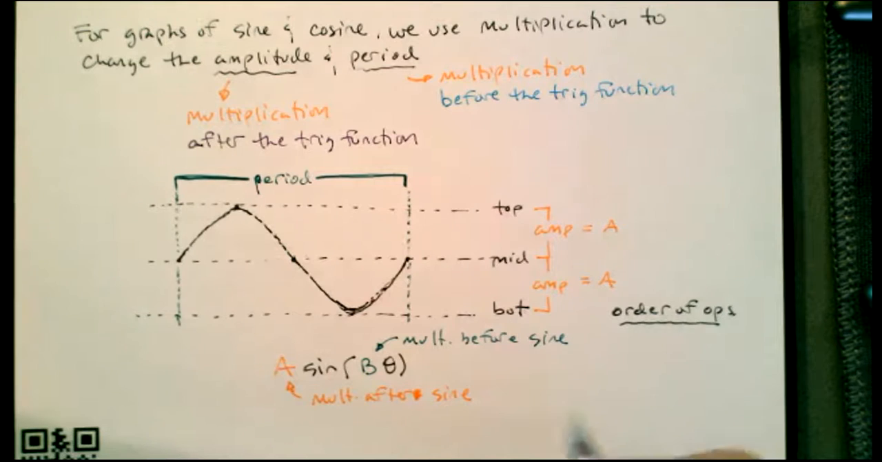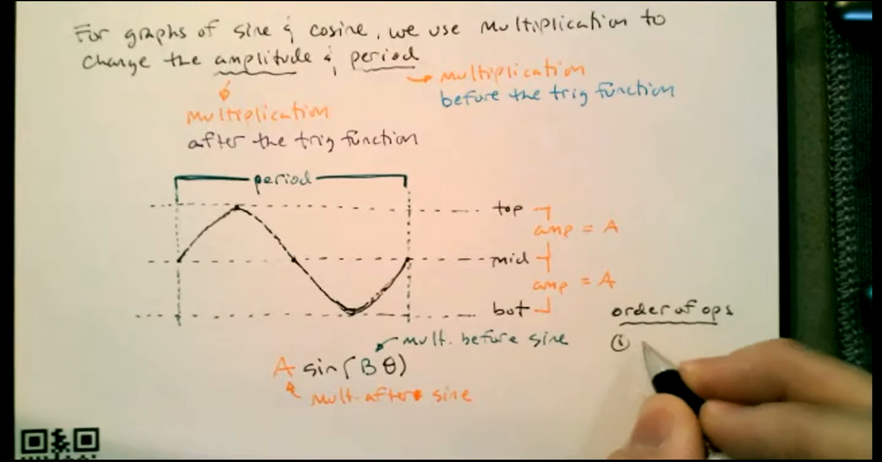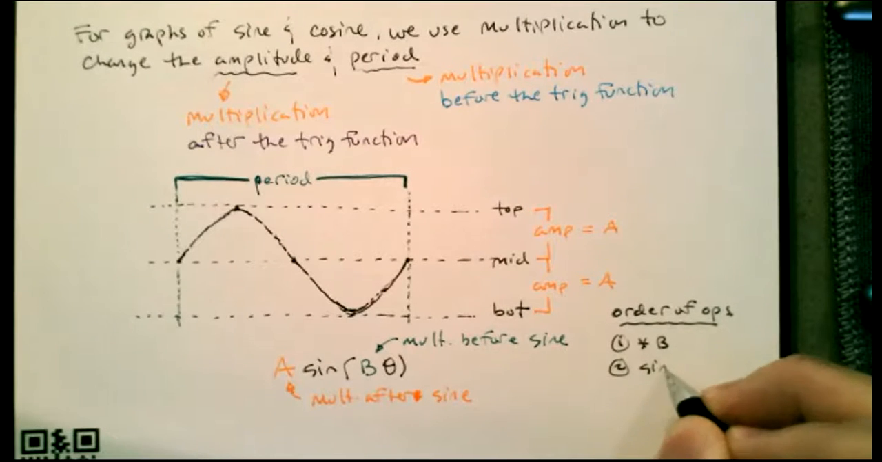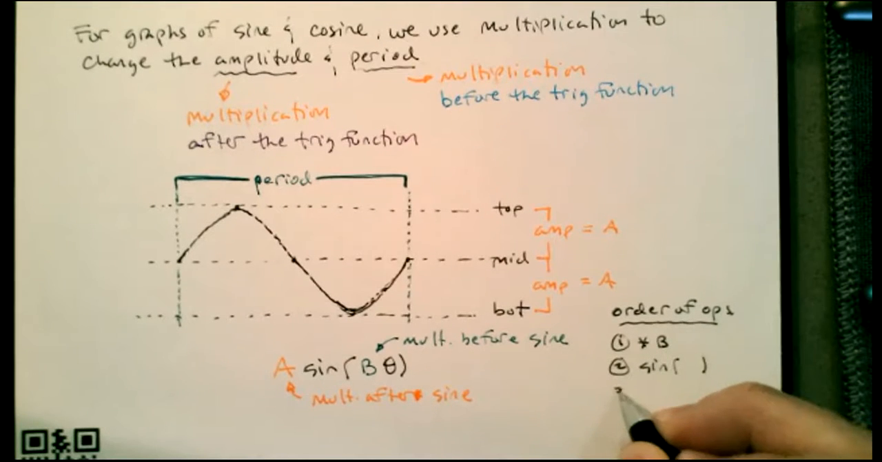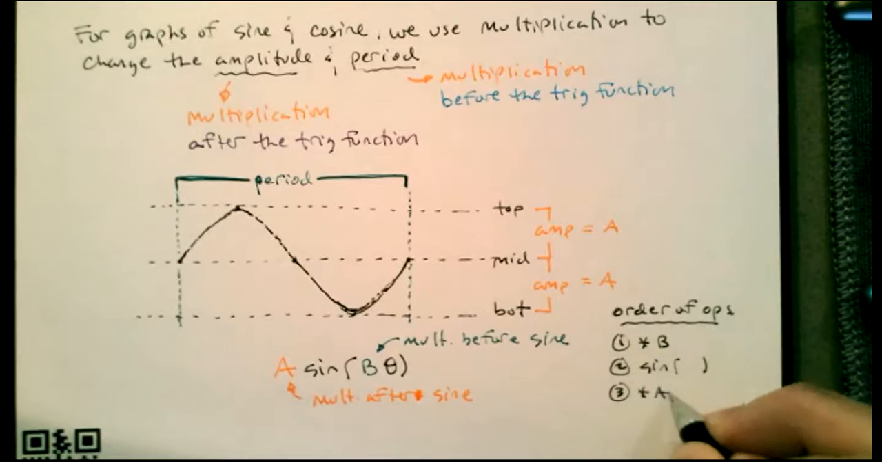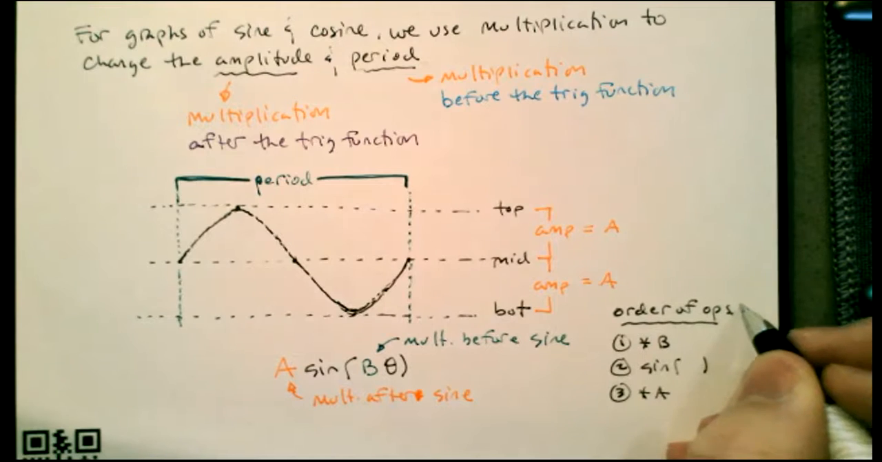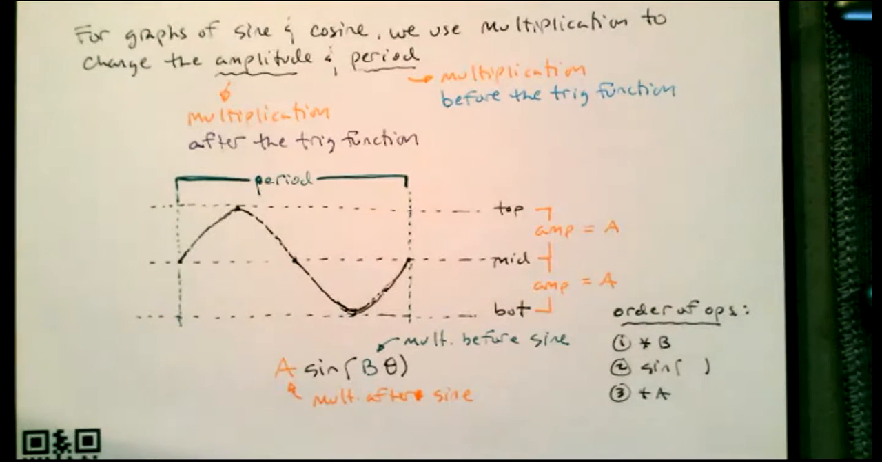The things that happen to theta: first, we multiplied by b, and then second, we did the sine, and third, we multiplied by a. So here's what I mean when I say we multiply by b before the sine, and we multiply by a after the sine. It's important to be able to read, because there's no t for trig functions in PEMDAS. Any questions?